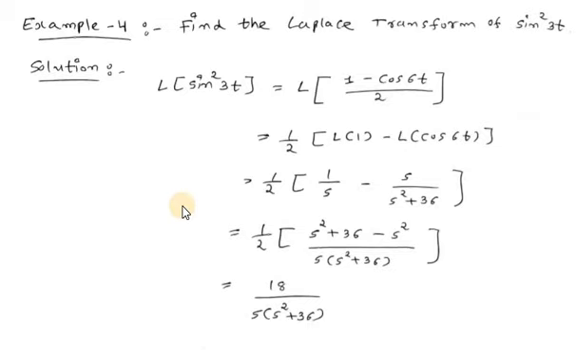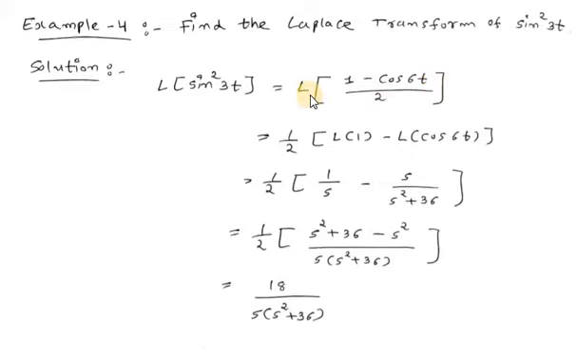Okay, now we will see example number 4. Find the Laplace transform of sin square 3t. Now you can see that again this is not in a standard form. So we will apply the formula of sin square at, and the formula of sin square at is 1 minus cos 2at by 2. So Laplace of sin square 3t, that is Laplace of 1 minus cos 6t by 2.